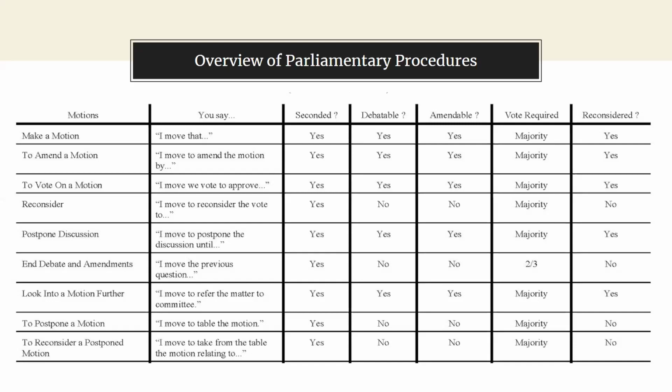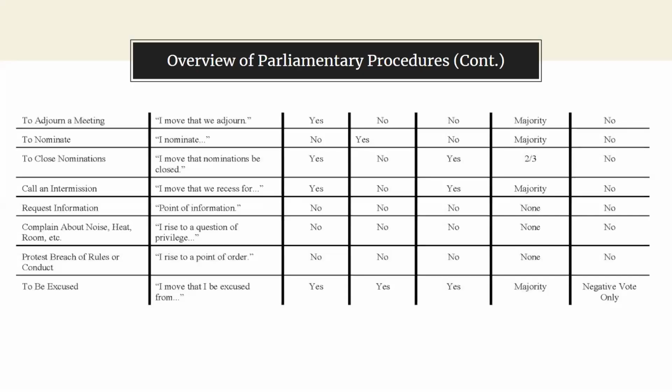And then things for reconsideration are, can they be put away and then brought back? Or can we redo this vote? Those are the reconsiderations. So it tells you yes or no on them. And that's pretty much it. That's all we really have today.